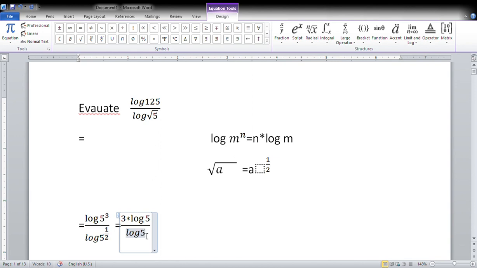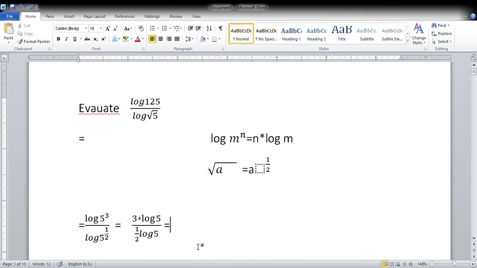Log 5, and this 1 by 2 will come to the front side from the power, so you can write 1 by 2 there, okay? And in any logarithmic problem, if there is no base given and only log of a number is given, you take the base as 10, which is called, again I am telling you, the common logarithm, right?